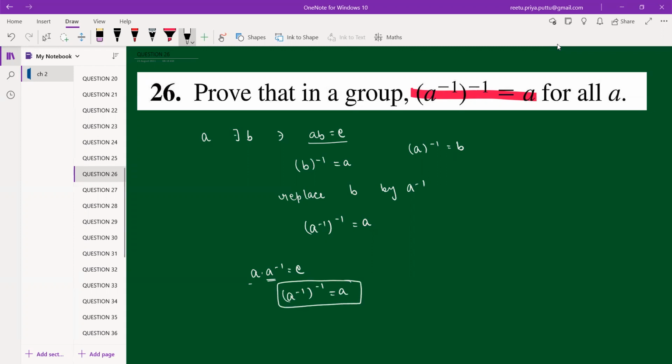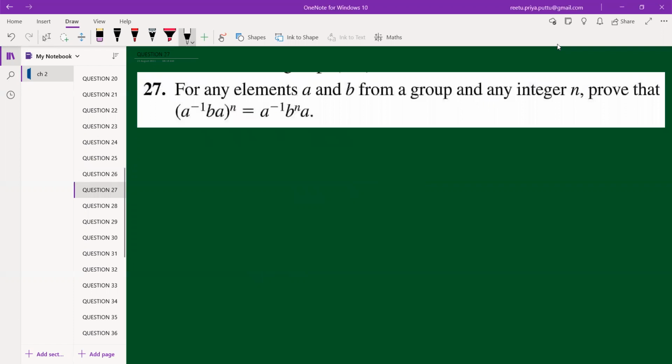This is very, very simple and very easy as well. I hope you like this. And let's move on to question number 27.